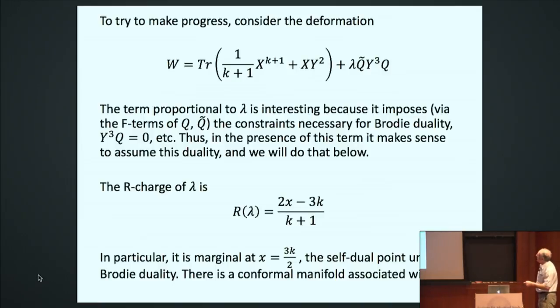Suppose you take this superpotential that we were interested in, and you say, I'm interested in imposing this condition y cubed equals 0 that Brody found necessary for his work. One way to do this by hand is to add an additional coupling that looks like this. And when you do that, the F terms of Q and Q tilde give constraints of the sort that are needed for this Brody duality. So if you turn on this coupling, in its presence, you can make the argument that this duality that we need for things to work out is more reasonable.